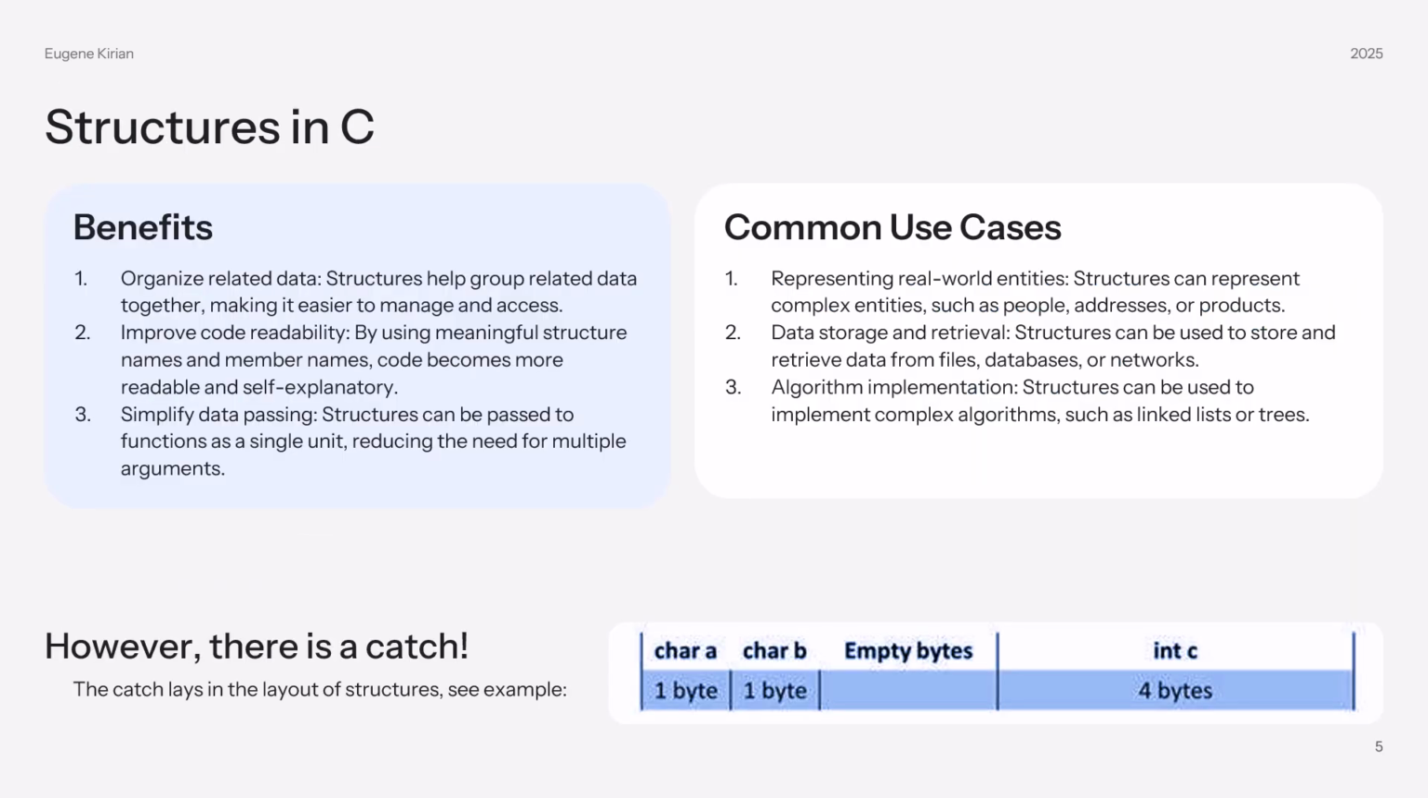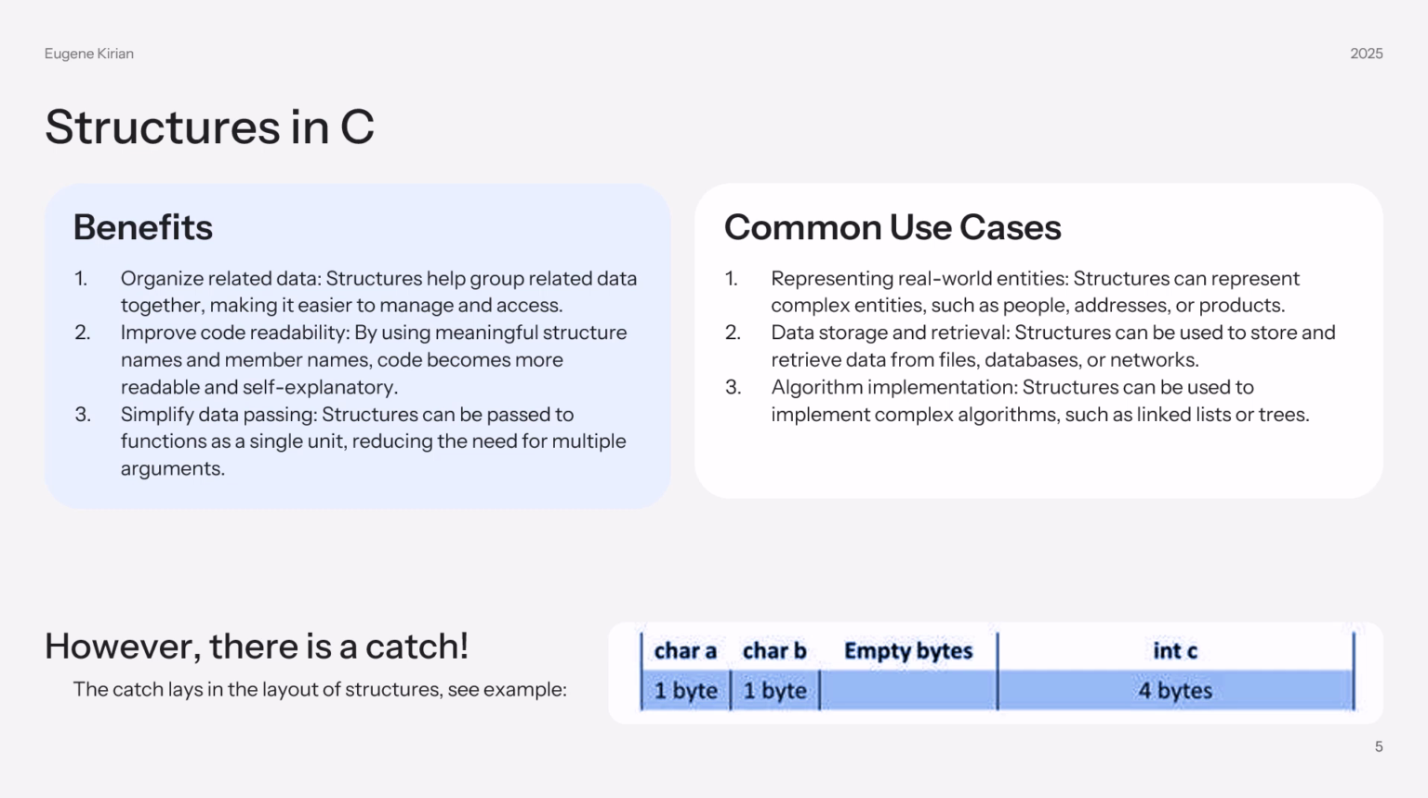Structures in C offer several benefits that make them a powerful tool for managing complex data. By grouping related data together, structures improve code organization and readability. This, in turn, makes it easier to understand and maintain your code. One of the key advantages of structures is that they can be passed to functions as a single unit. This simplifies data passing and reduces the need for multiple arguments, making your code more efficient and easier to work with. Structures are particularly useful in a variety of scenarios.